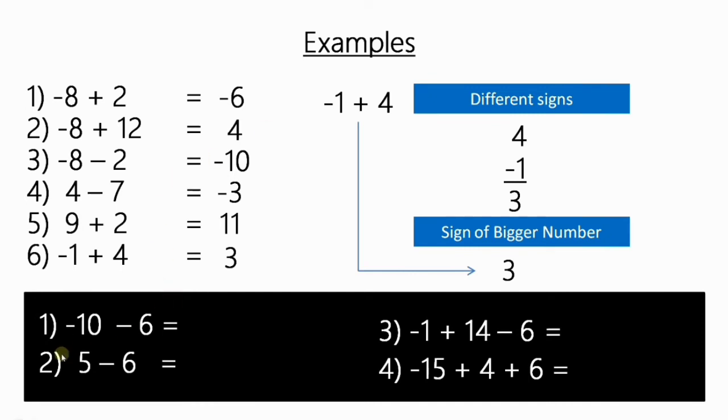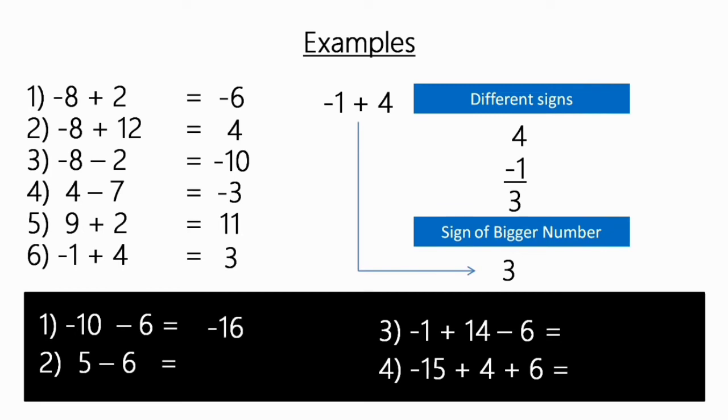Number one. I will first identify the two signs. So minus and minus, they are of the same sign. So because of the same sign, what I would do is add the magnitudes. So 10 plus 6 is 16. And the sign of the answer will be a negative value because the numbers are negative.